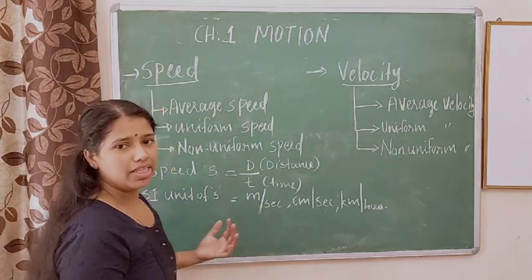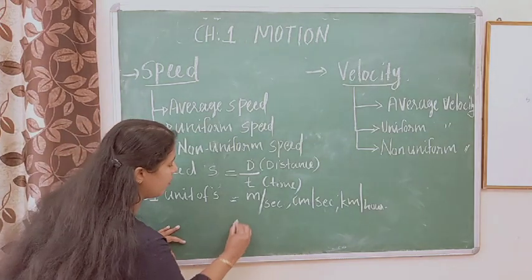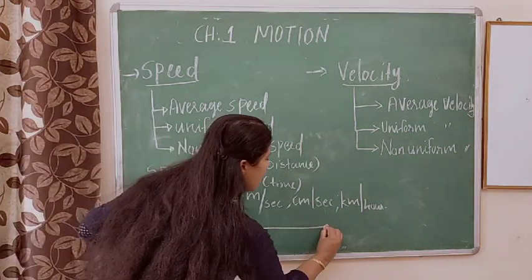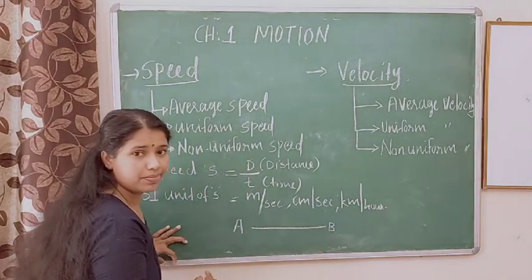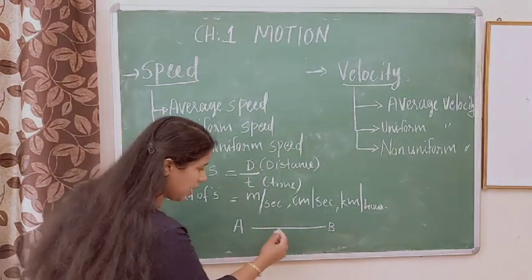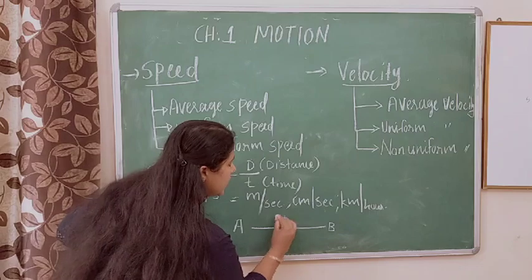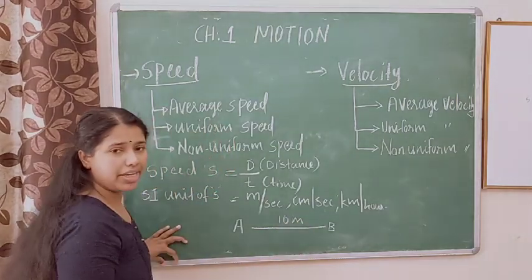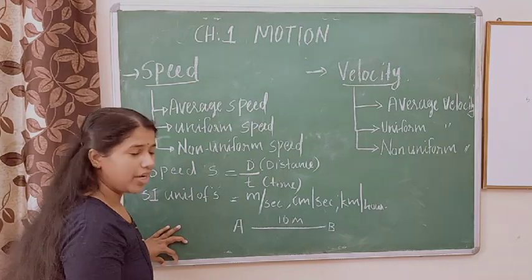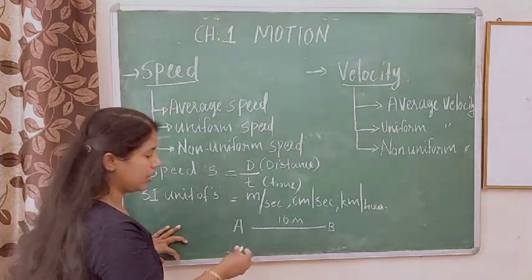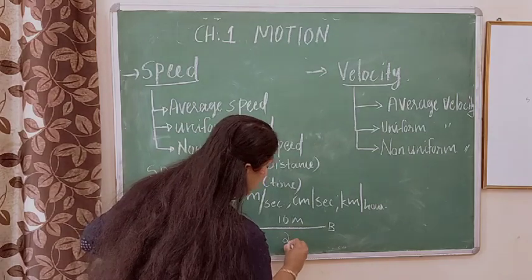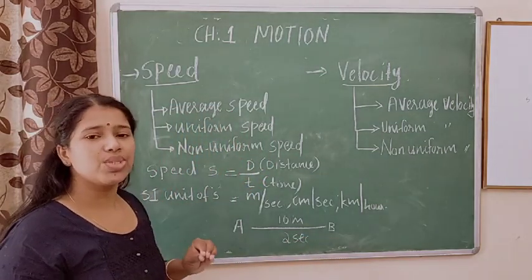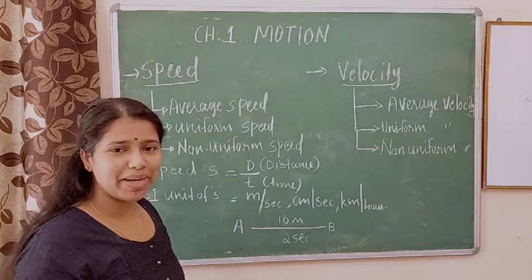For example, consider one person that moves from A to B. Just imagine we take the distance in meters, 10 meter. A to B is 10 meter. Then we take the time as 2 seconds. How to calculate speed?